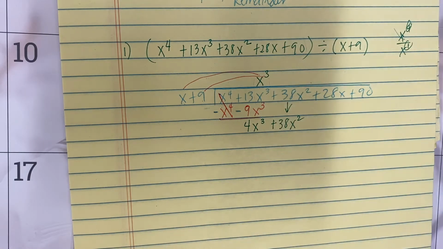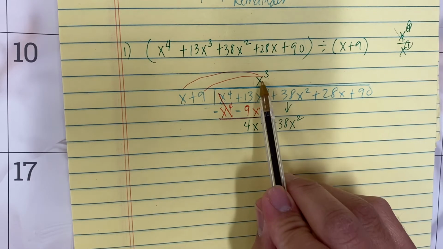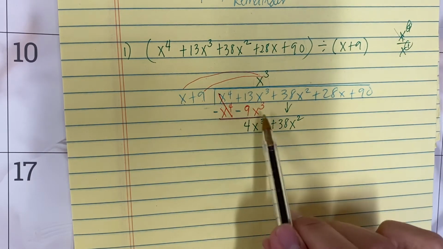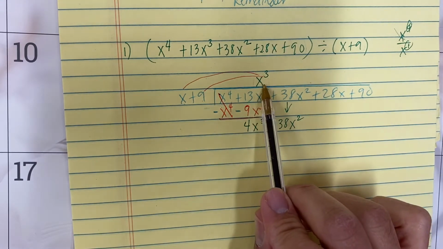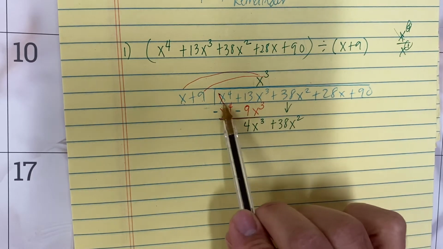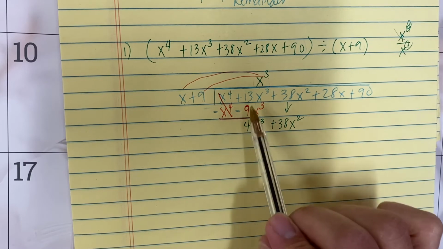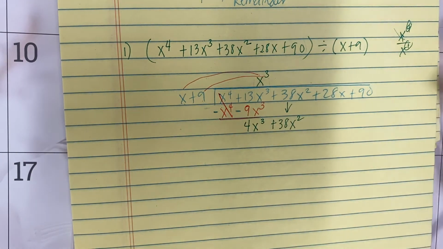So again, what have we done? We divide x to the 4th by x. You put x cubed, then multiply the x to the 3rd power here and there. We write them over here. X cubed times x is positive x to the 4th. X cubed times 9 is positive 9x cubed. But after you write them down, you flip their signs. Then you add them. This cancels to 0. 13 minus 9 is 4. Drop this down. Okay, so you just have to repeat the step and get familiar with it.